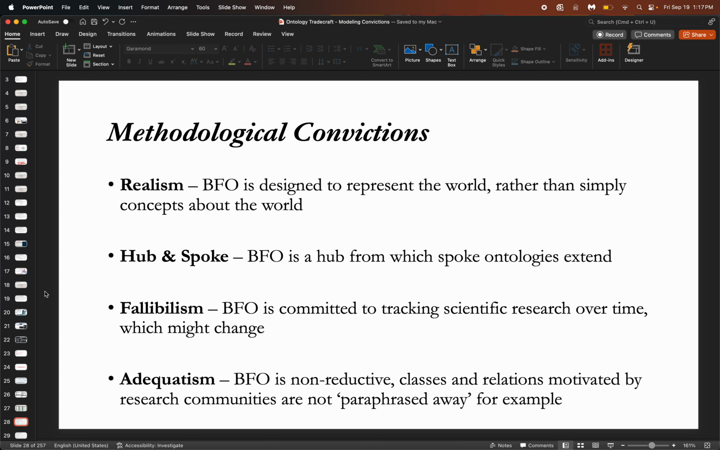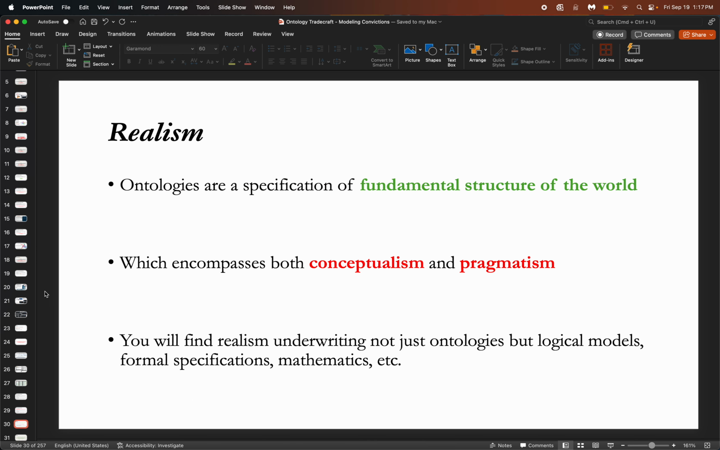And these principles, I will argue, are the best convictions that support both interoperability and data quality improvement. So, realism. BFO is designed to represent the world rather than just concepts or ideas about the world. Look, ontologies are specifications of the fundamental structure of the world. I think that's my line as far as realism is concerned.